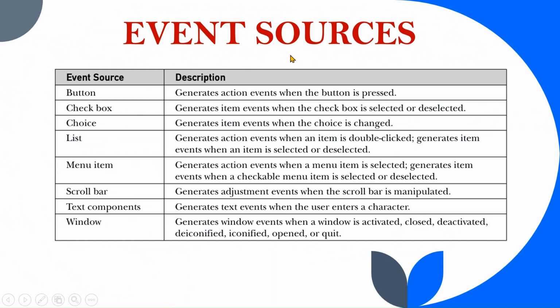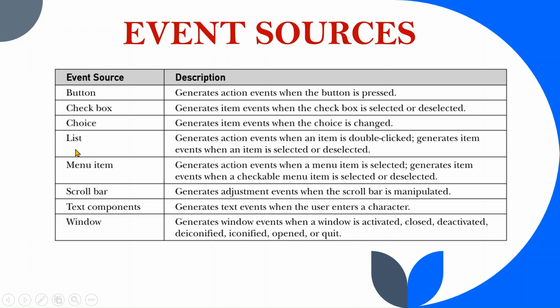Now coming to the event sources. So button is there. What type of event is it generating? Action event when the button is pressed. Checkbox is another source. It generates item events when the checkbox is selected or deselected. Choice control is nothing but a drop down list. It generates item events when the choice is changed, like from one value to another value.